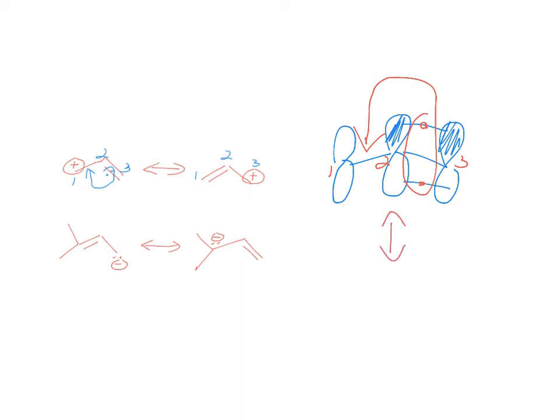Then what p orbital is empty now? On which carbon? Carbon 3, because if you look, 1 and 2 have a new pi bond. Carbon 3 is the one that lost the electrons in the bond. One, two, three. Now those electrons are there, and now 3 has the empty p orbital. Okay?